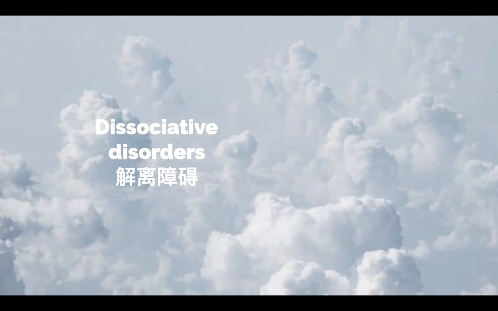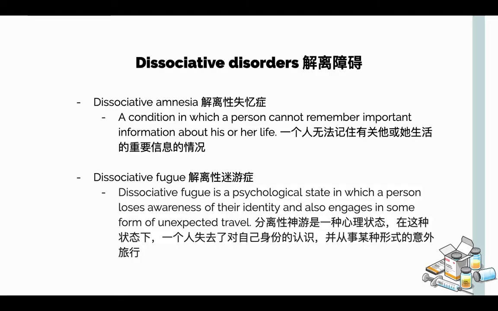Okay, now we're going to talk about dissociative disorders. If you understand what dissociate means, it's basically where your body and mind dissociate from each other in the sense that they are not linked anymore, so it feels very much like an out-of-body sensation. So dissociative amnesia is a condition in which a person cannot remember important information about his or her life.